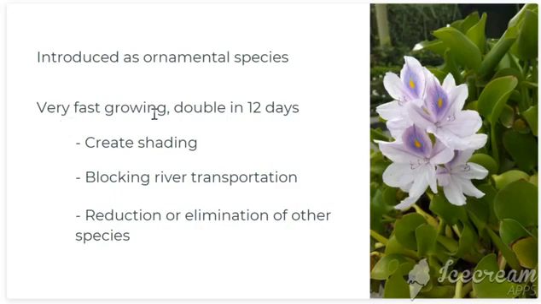It can double its population in 12 days. This causes the plant to create shading, hence blocking river transportation, and lastly causes the reduction or elimination of other species.